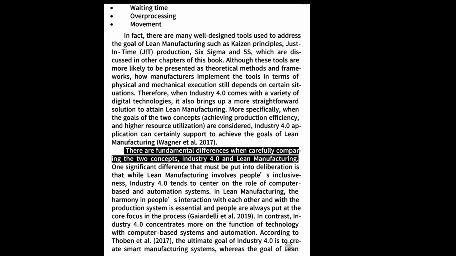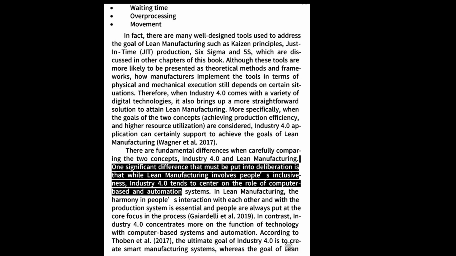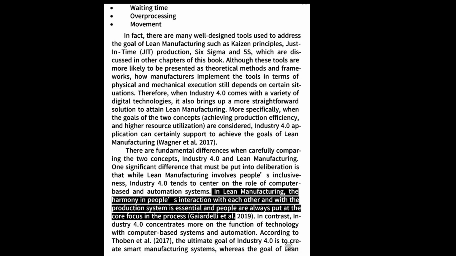There are fundamental differences when carefully comparing the two concepts, Industry 4.0 and lean manufacturing. One significant difference that must be put into deliberation is that while lean manufacturing involves people's inclusiveness, Industry 4.0 tends to center on the role of computer-based and automation systems. In lean manufacturing, the harmony in people's interaction with each other and with the production system is essential, and people are always put at the core focus in the process.